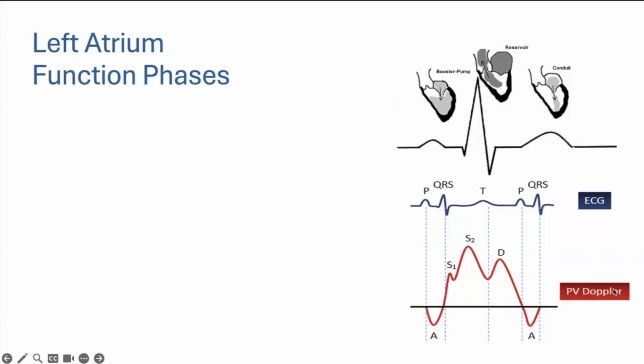And in relation to the pulmonary vein, there are 4 waves, and I'll talk in depth later on. So there's an A wave, S1, S2, and D wave. The A wave happens after the P wave, after the atrial kick. The S1 and S2 are systolic events, so they happen during systole. And then the D wave is a diastolic event, so it happens during diastole.